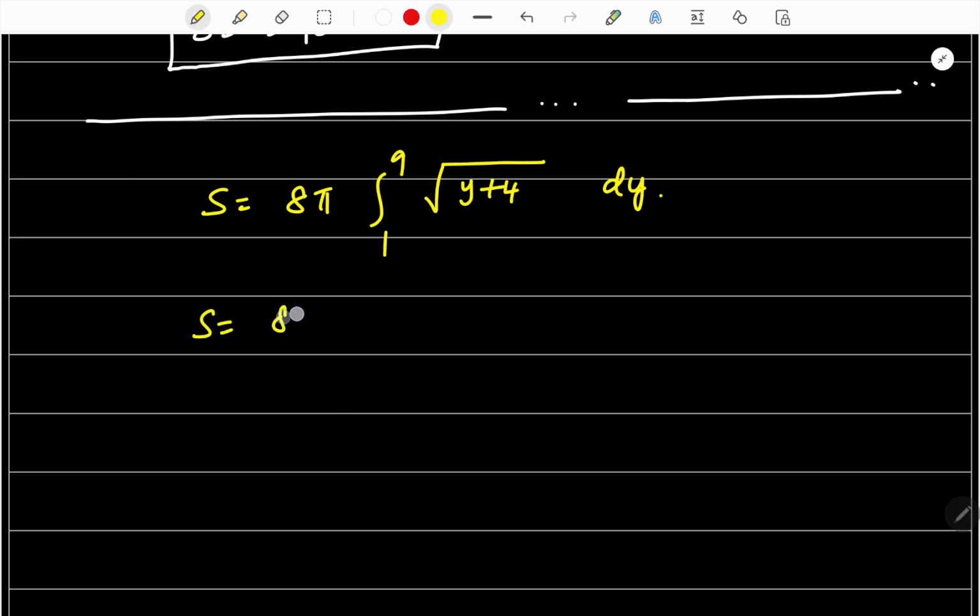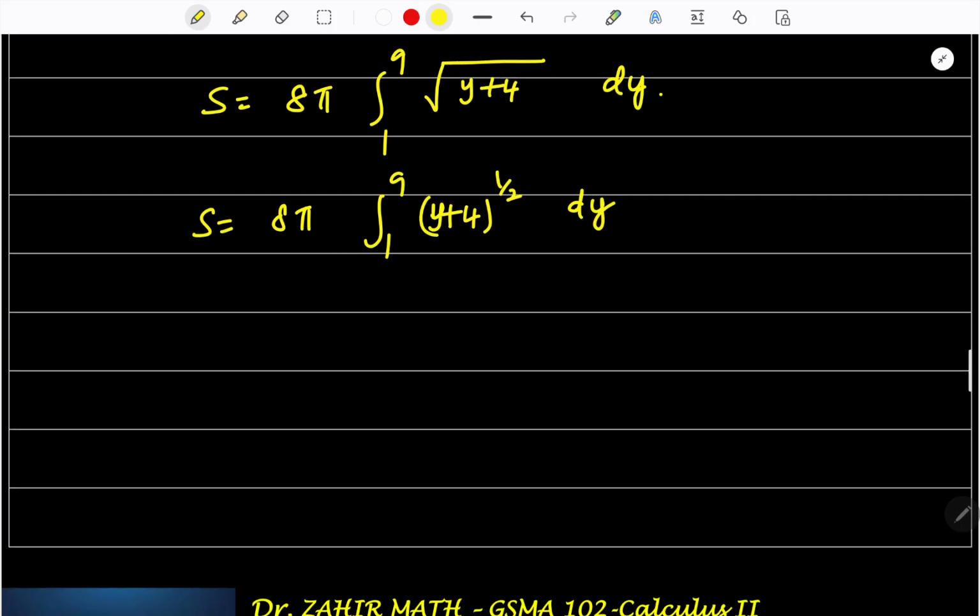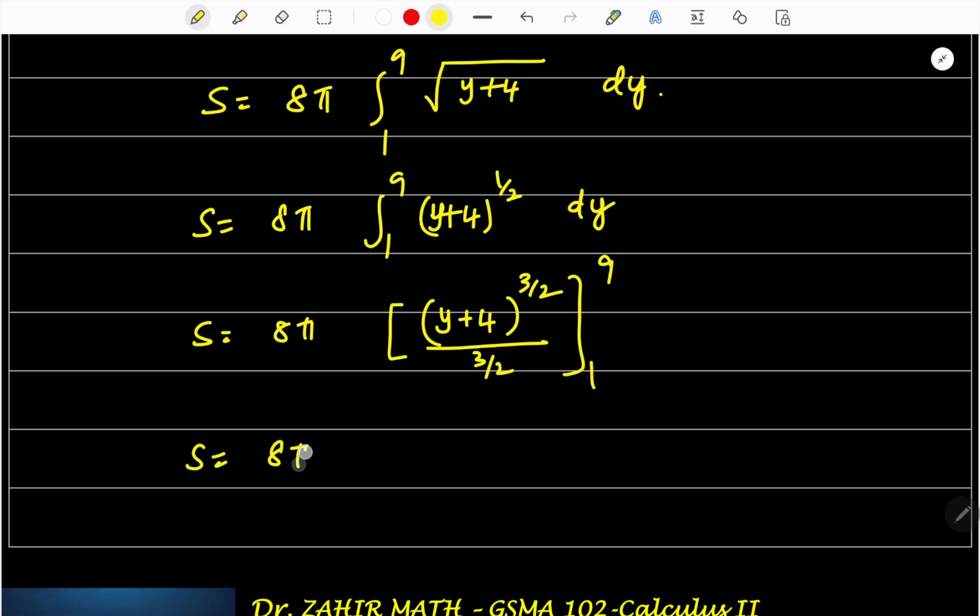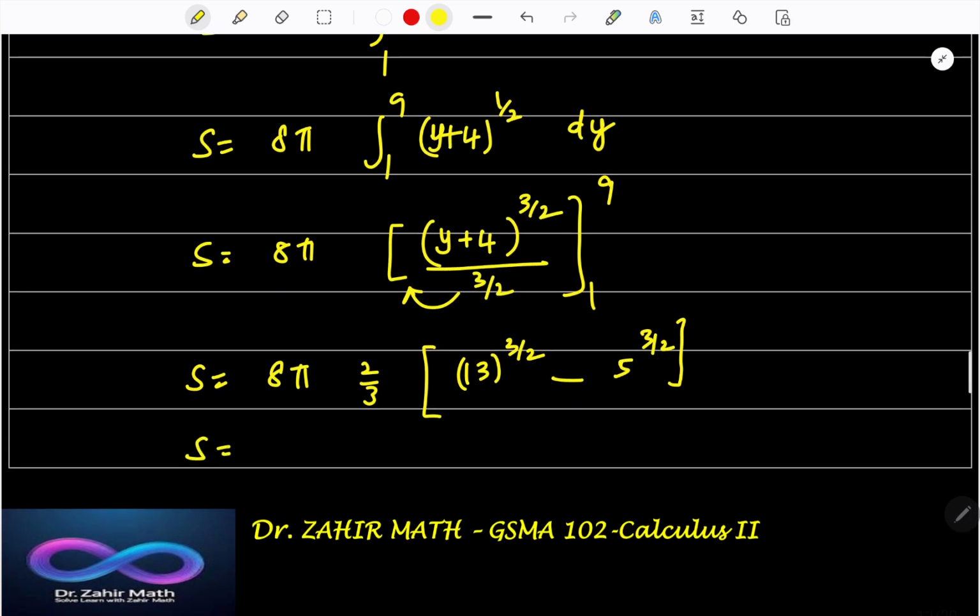How? S is equal to 8 pi integral 1 to 9 and this one y plus 4 to the power of half into dy, right? So S is equal to 8 pi and this is y plus 4 to the power of 3 by 2 divided by 3 by 2, 1 to 9. So S is equal to 8 pi. This you flip it, 2 over 3, and this is 9 plus 4 is 13 to the power of 3 by 2 minus, you put y is equal to 1, which is 5 to the power of 3 by 2. So it means what? S is equal to 16 pi.